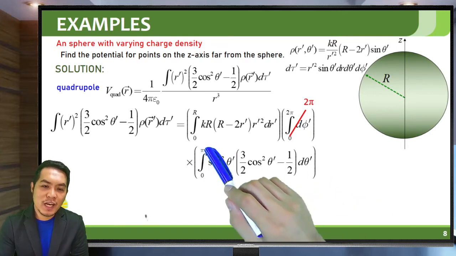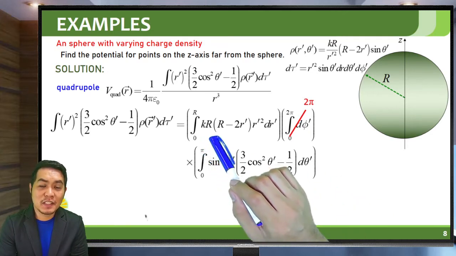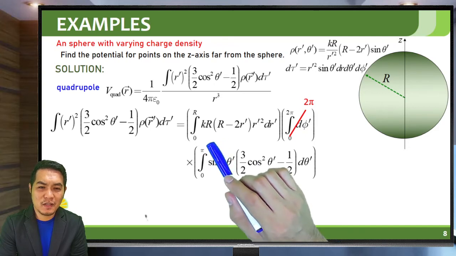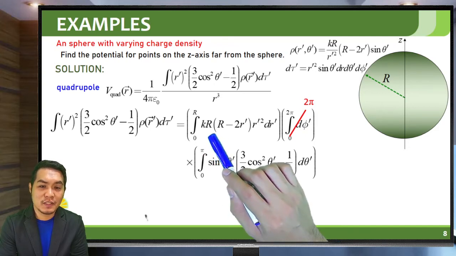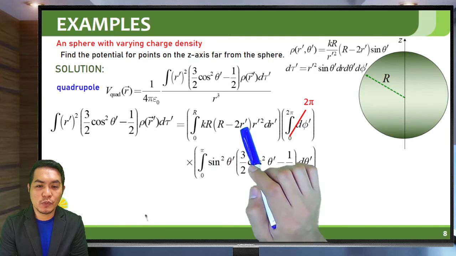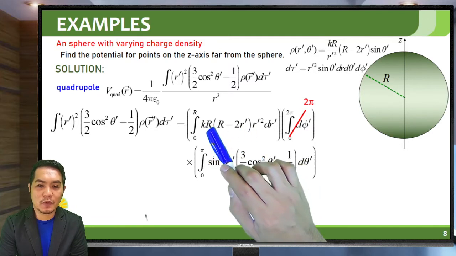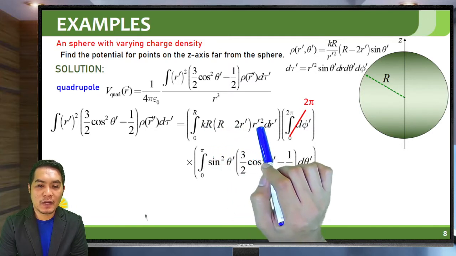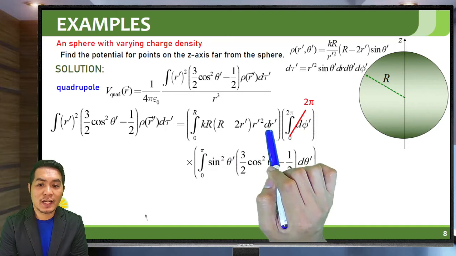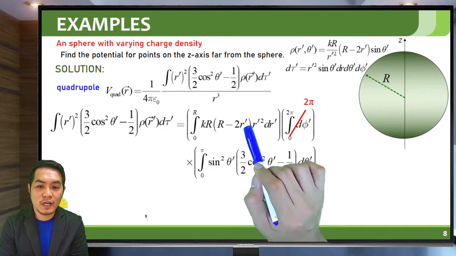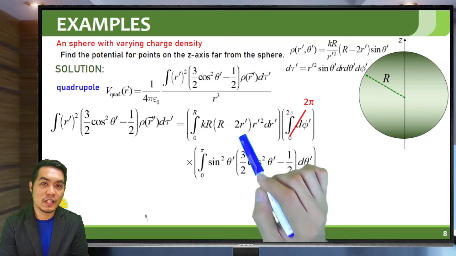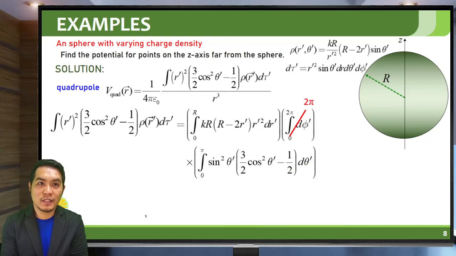Now the r integral is very easy, because this is just powers of r. This is actually composed of two integrals. The first integral will be only r prime squared dr. The second integral will contain a term r prime cubed dr. So the integral of r squared dr and the integral of r cubed dr. That's just easy to solve.